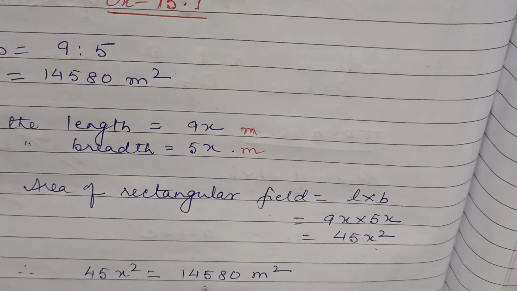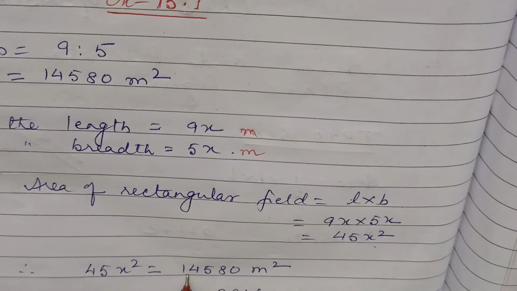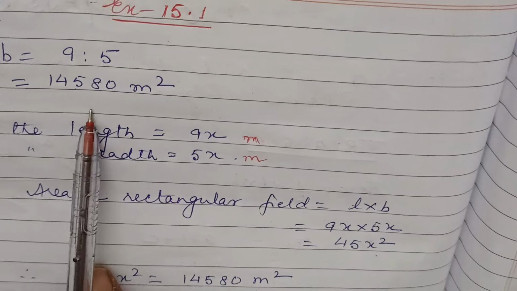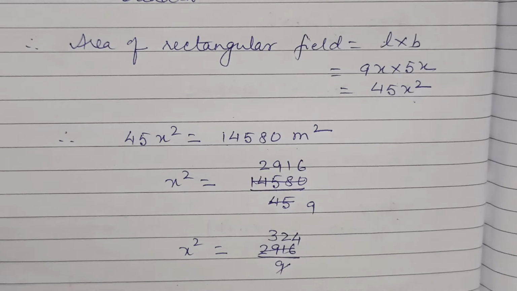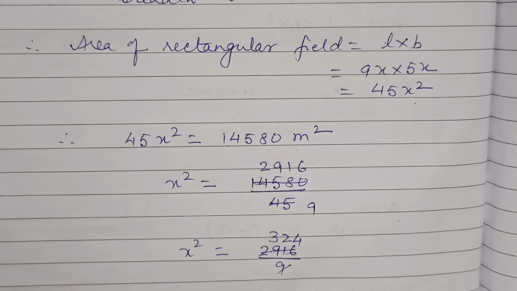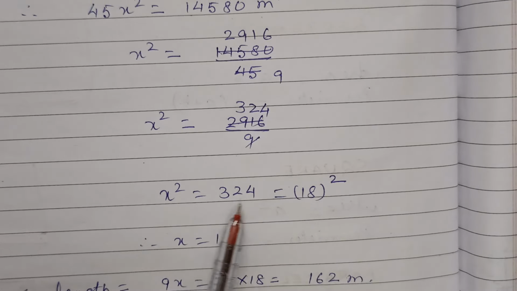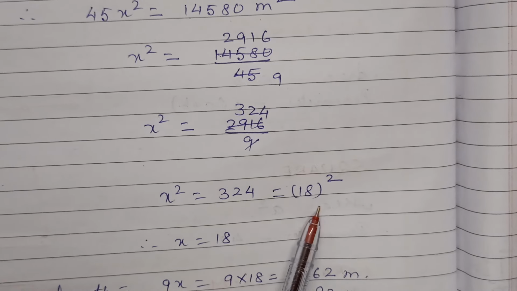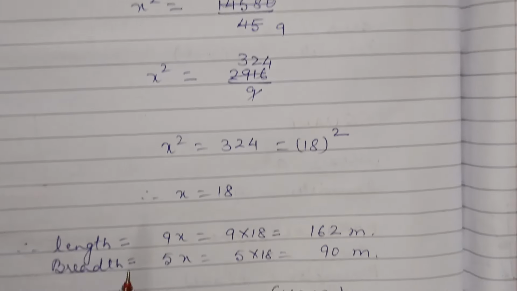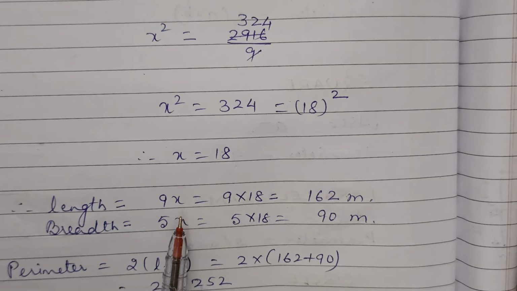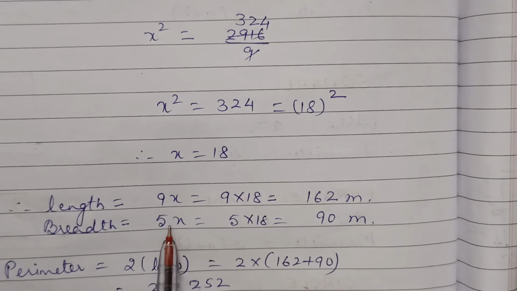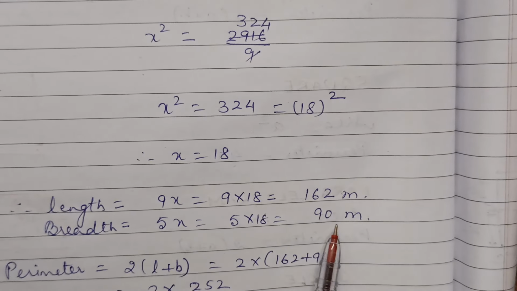Now what is given? Area is given, its numerical value is 14,580. So we'll equate this with the given area. So 45x square equals 14,580, or x square equals 324. Now what is this 324 equal to? That is the square of 18. So x equals 18. Okay, so what will be length? Length is 9x, which we have already assumed, that is 9 into 18, 162 meter. Breadth is 5x, that is 5 into 18, 90 meter.